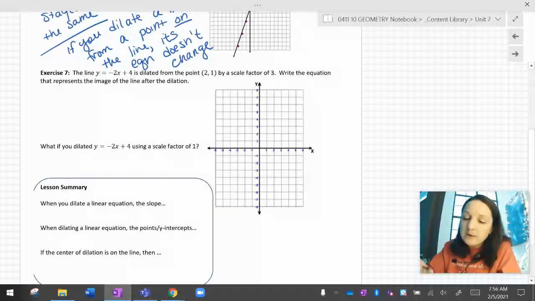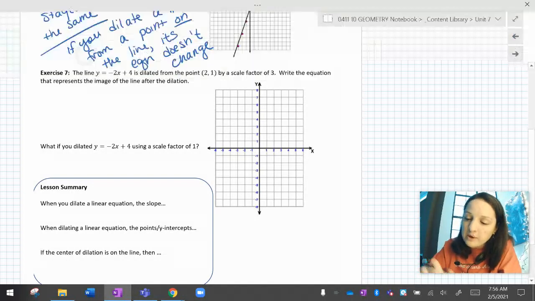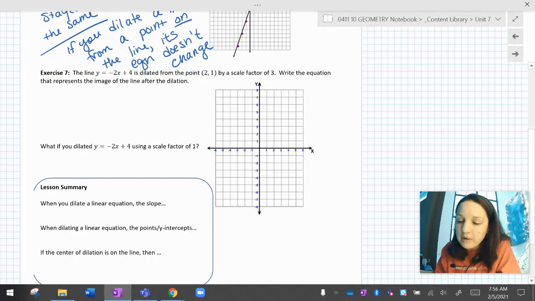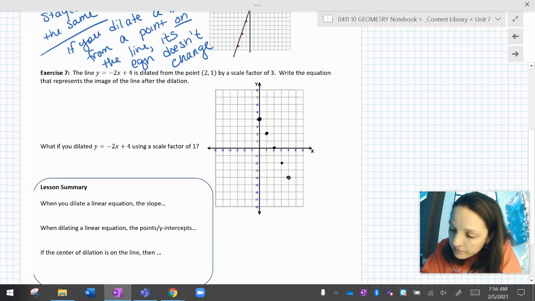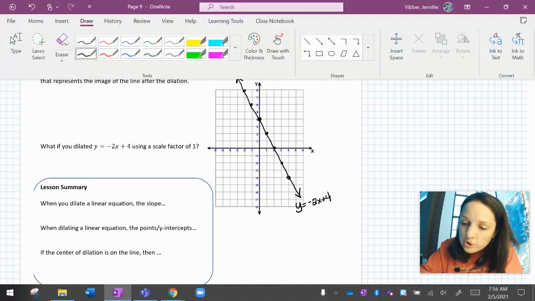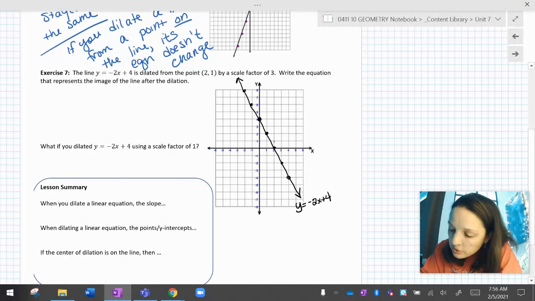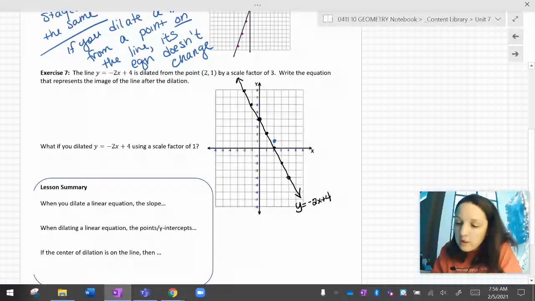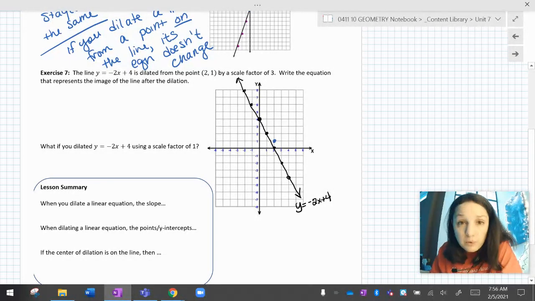The line y equals negative 2x plus 4 is dilated from the point (2, 1) by a scale factor of 3. Write the equation that represents the image of the line after the dilation. All right, so negative 2x plus 4. So here's 4. My slope is negative 2, so down 2, right 1. So I have y equals negative 2x plus 4. And we are supposed to dilate this not from the origin, but from the point (2, 1), which is right there, by a scale factor of 3.